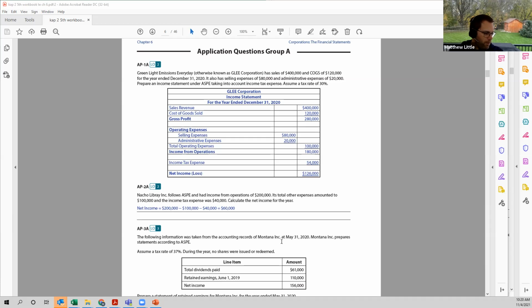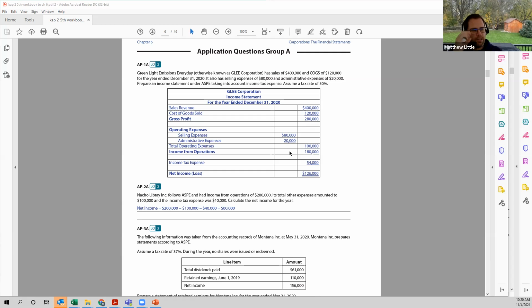Going to do some exercises together on the current chapter. Just to find my list. Chapter 6, where we're looking at financial statements and shareholders' equity sections, et cetera, of corporations primarily, where they have shares, et cetera. So let's walk through.